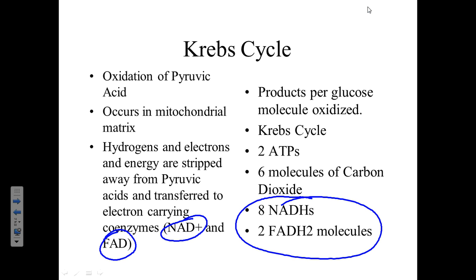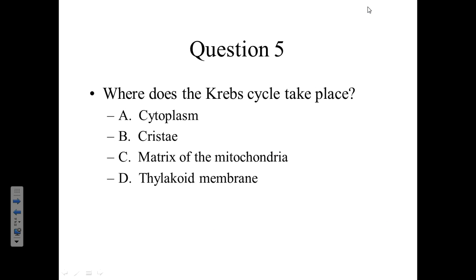So after the first 2 steps, glycolysis and Krebs cycle, how many ATPs are we to the good so far? 4. 2 from step 1, 2 from step 2. 4 ATPs is not enough to do hardly anything. It's not much energy. Most of the energy that started out in the sugar is now in these electron carriers. And it's the job of step 3 to get the energy out of those and use it to make lots of ATP. So let's go to a picture here.